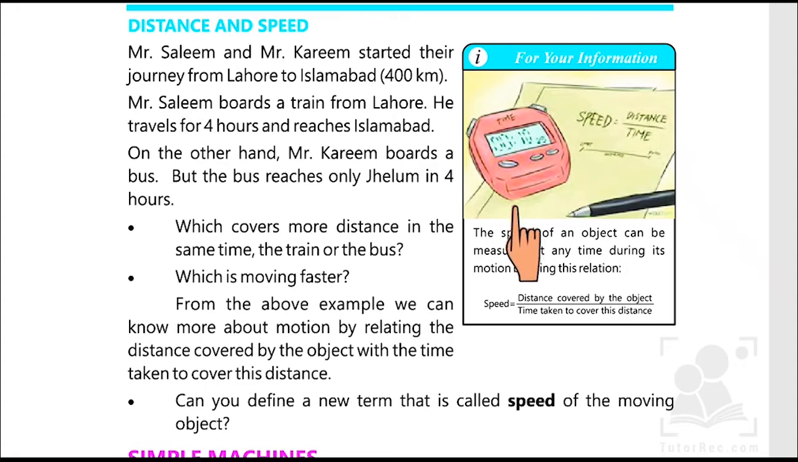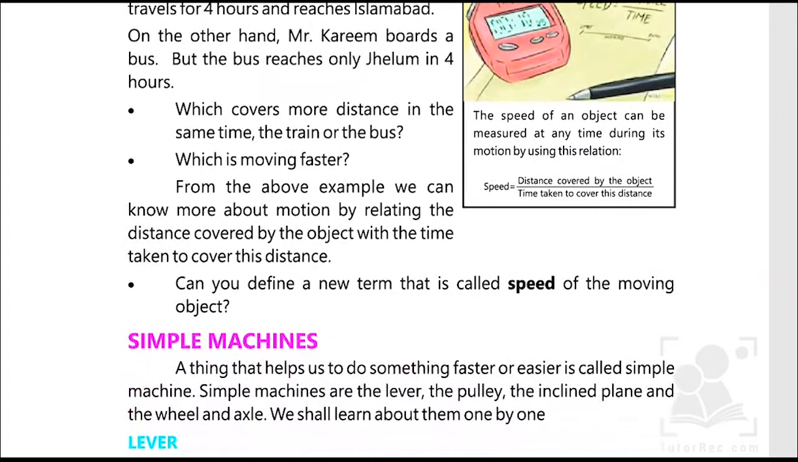So, for your information kids, the speed of an object can be measured at any time during its motion using this relation: distance covered by the object divided by the time taken to cover this distance. From the above example, we can know more about motion by relating the distance covered by the object with the time taken to cover the distance. Can you define a new term that is called speed of the moving object? We can say the speed of an object can be measured at any time during motion by this relation.